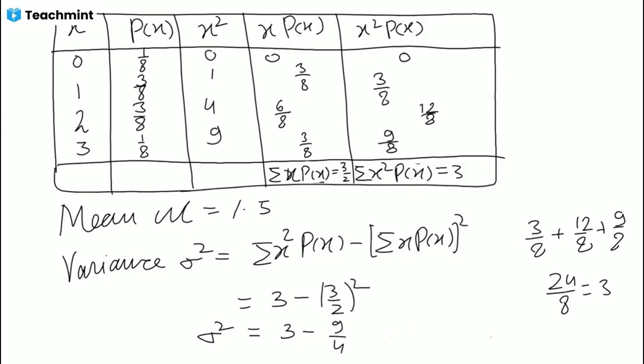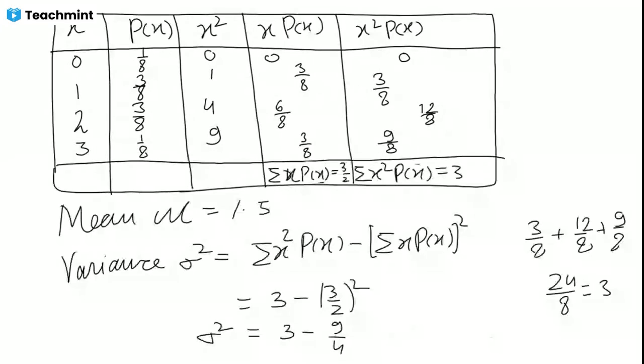2 square is 4, and 3 square is 9. Simplifying this as a fraction, we are using fraction simplification here. So you have 3 minus 9 by 4.